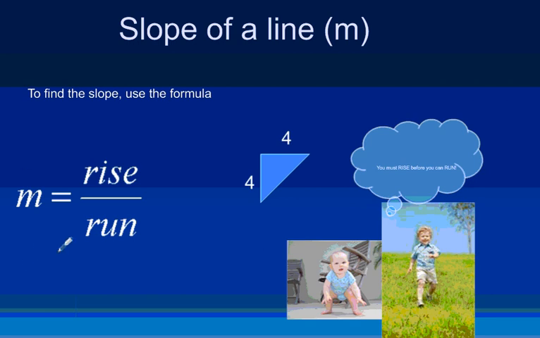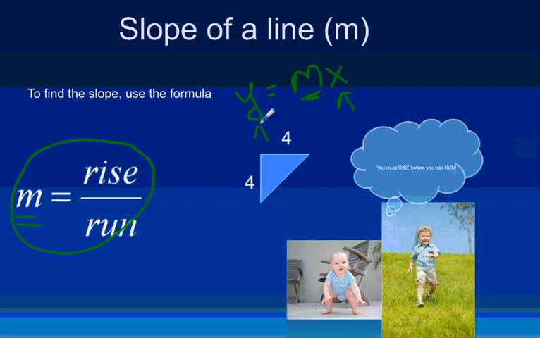Okay, I told you this is the formula. So to find the slope, you're going to use this formula. Rise over run is slope. M is now what we call slope. Whenever you see M, you know that's the slope. So if I have y equals mx, you know M is my slope. You're also going to know x is a coordinate point and y is going to be a coordinate point. We'll practice that a little bit here soon. But M is my slope.